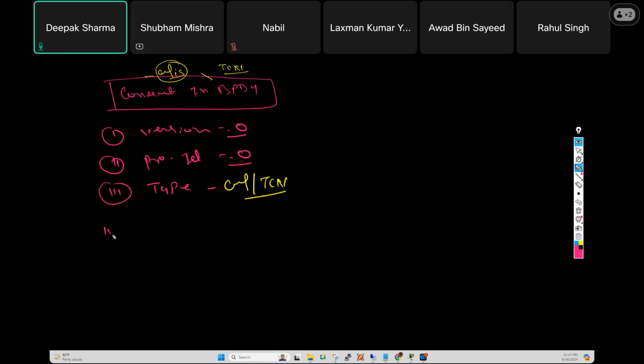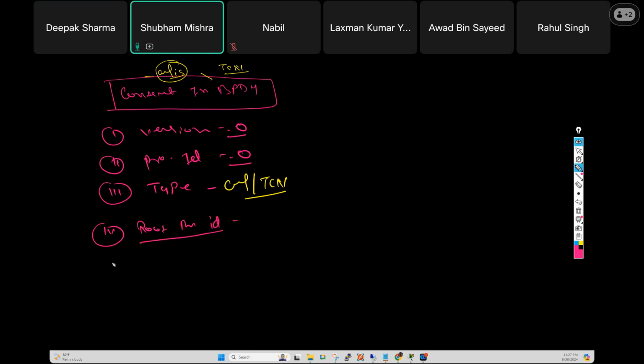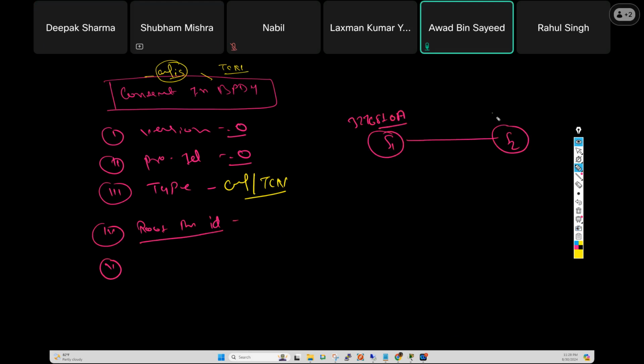The last one is root bridge ID. What is root bridge ID? We will discuss this. For example, switch number 1 and switch number 2. See here, what is the bridge ID here? 32768 plus 0A. Yes or no?